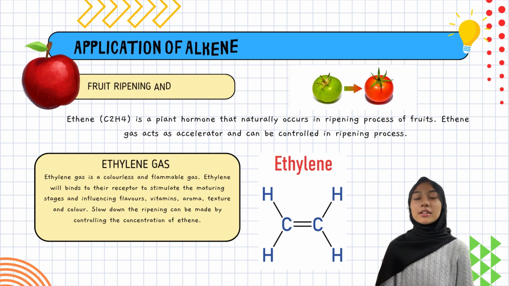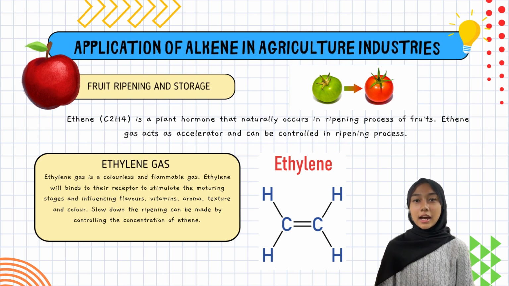Next, for the application of alkene in industry, alkene can be used in food ripening and storage. The alkene that is widely used is ethene. Ethene is a plant hormone that naturally occurs in the ripening process of fruit, more specifically in seasonal fruits such as apples and bananas. Ethene or ethylene gas acts as an accelerant and can be controlled in the ripening process to avoid overripe fruits. This gas is colorless and flammable.